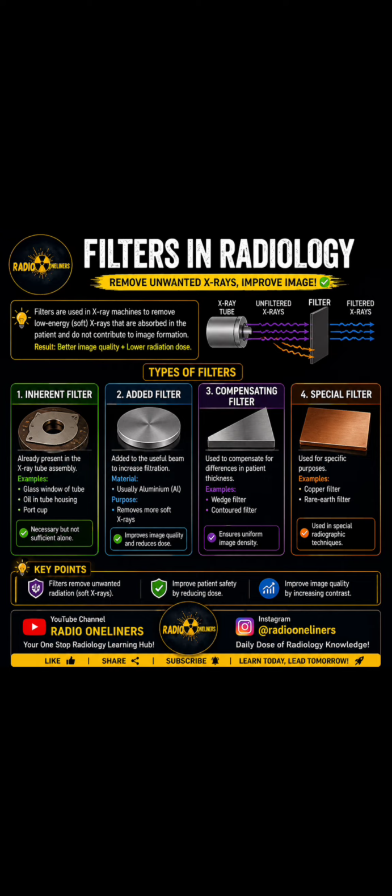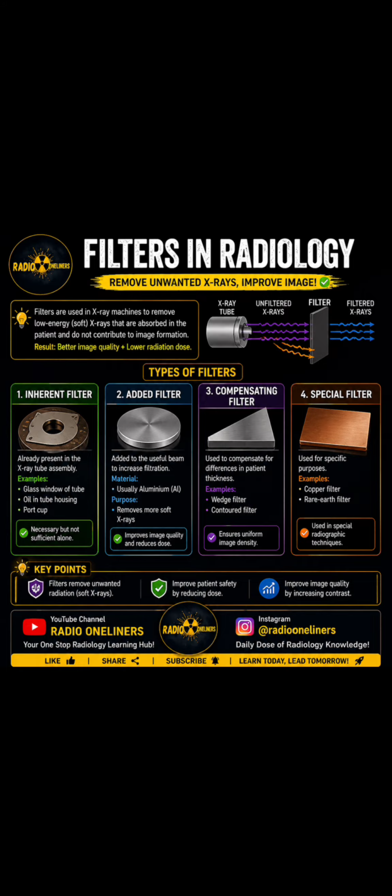That's why we are going to discuss the second type, which is the added filter. Now this is where we make a real difference. These filters are placed in front of the X-ray beam to further filter the radiation which is left over from the inherent filters. So this added filter removes the extra unwanted radiation left by the inherent filter.